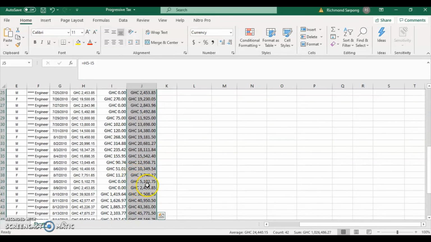See all of them. This person is exempted from tax, and this person is paying tax, but these two guys are exempted.